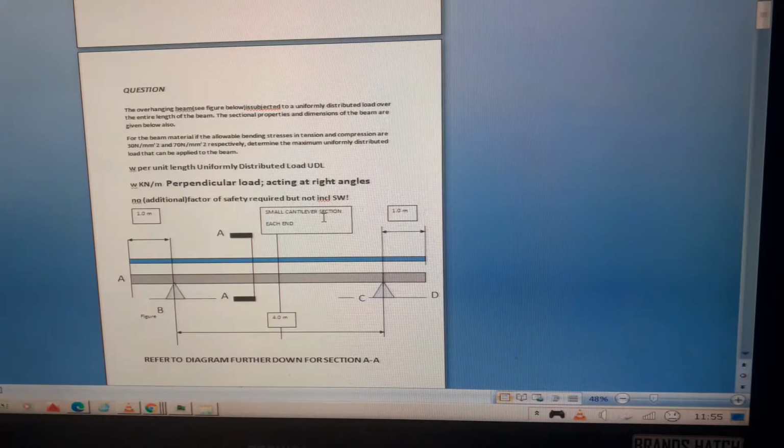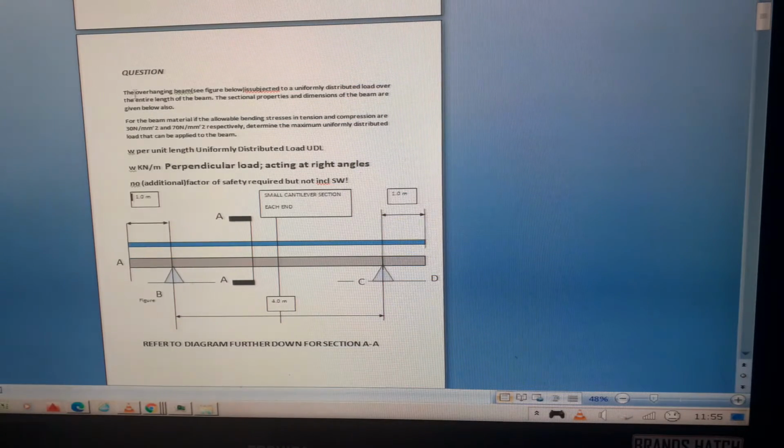So the question states that we've got the overhanging beam, as shown, as I've drawn out, subjected to a uniform distributed load over the entire length of the beam. The sectional properties and dimensions of the beam are given below also. I've done them as section AA, but a bit further down, so we don't need that quite yet. The overhang beam is subjected to UDL over the entire length, which is the blue.